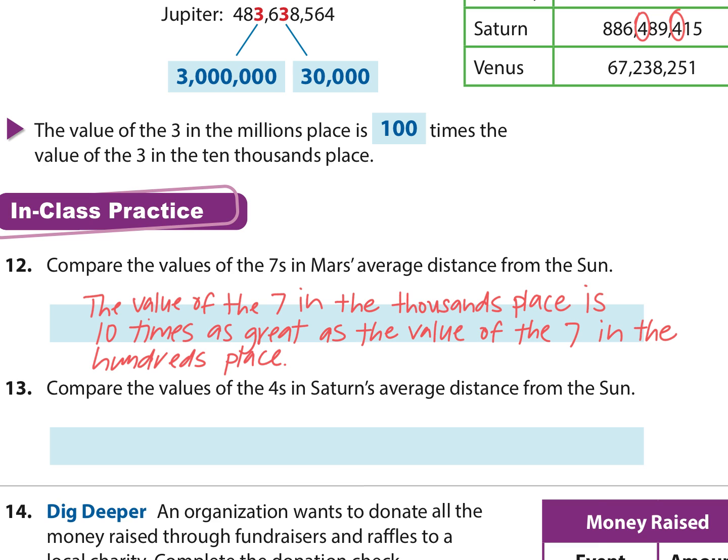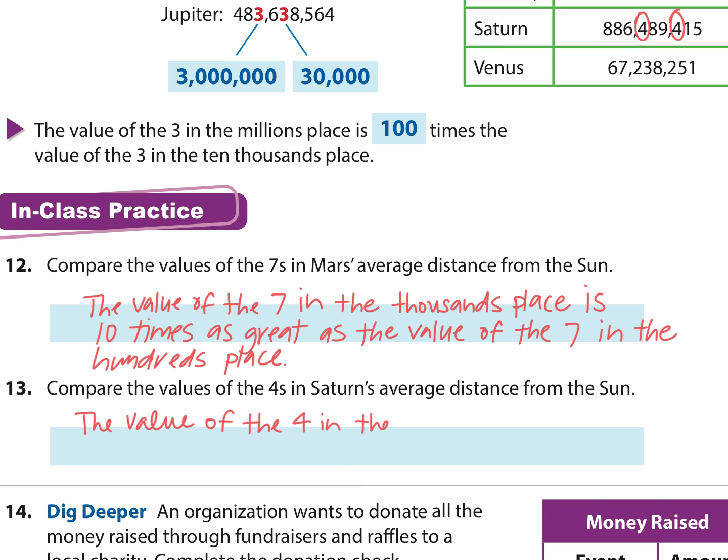How far away, or how far apart are they? How many places apart are they? Is it 2 or is it 3? Did I move 2 places to get there, or did I move 3 places to get there? I started here at the 4. Did I move 1, 2? Or did I go 1, 2, 3? 3. What number has 3 zeros in it? 1,000.